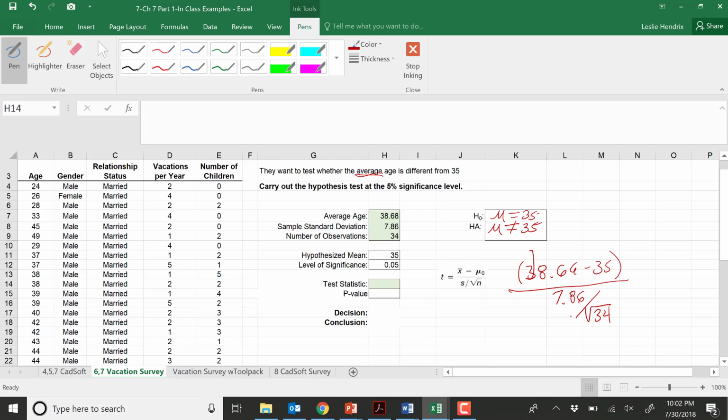All right, so let's go ahead and type that in to Excel so we can calculate it. So we want the average age minus the null hypothesized belief of what the average is, divided by the sample standard deviation over the square root of the sample size. And we get 2.73. So now all there's left to do is find our p-value. So again, I encourage you to draw a picture. So let's go ahead and draw a picture here.